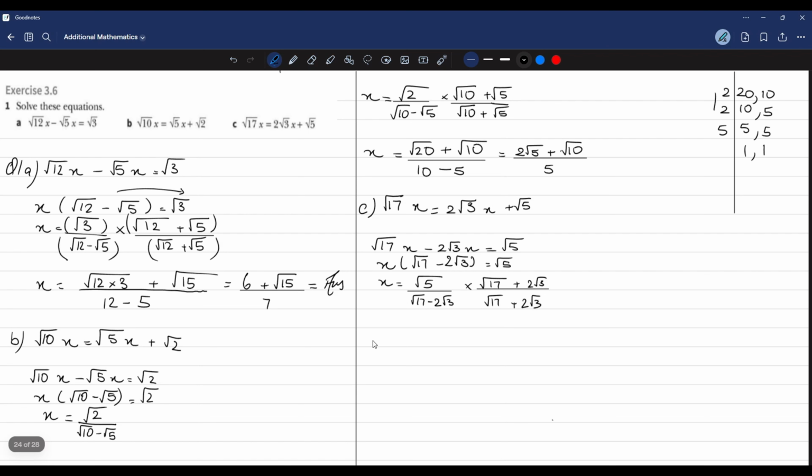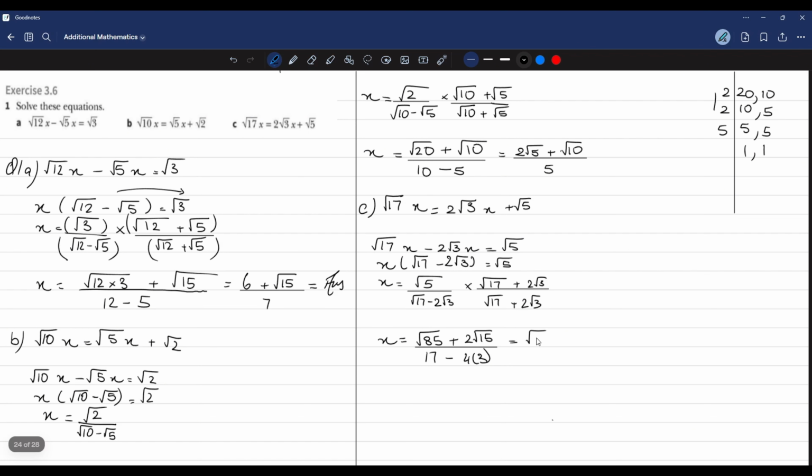Simplify this: under root 5 multiplied by under root 17. x is equal to, what is 5 multiplied by 17? It's equal to under root of 85, plus 2 under root 5 times 3, which is 15, divided by a plus b multiplied by a minus b, which is a squared minus b squared. So 17 minus 2 squared, which is 4, minus under root 3 squared, which is 3. So under root of 85, if we were to simplify this, can we simplify this?